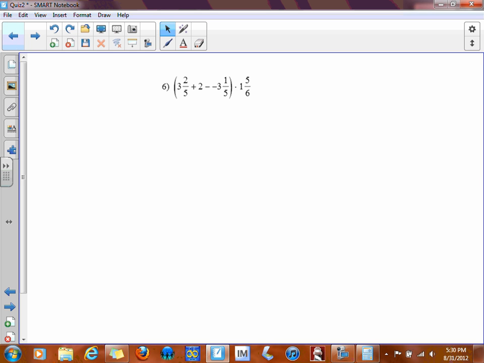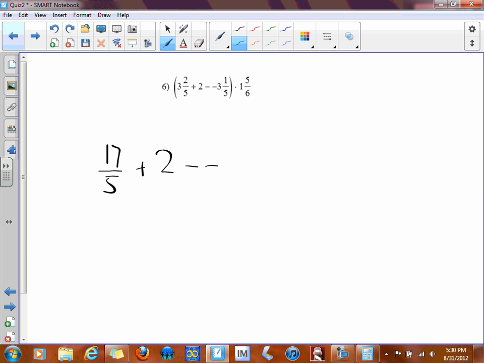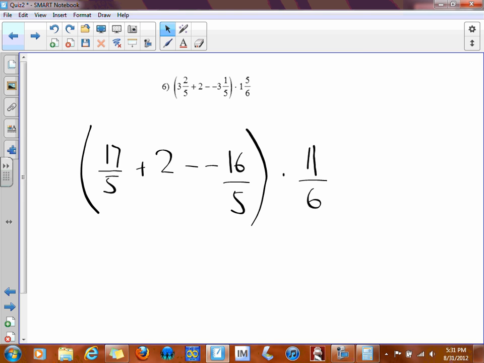Here we go. The first thing you got to do is change these mixed numbers into improper fractions. So I want to do it right now. 5 times 3 is 15, plus 2 is 17. And there's a 5 underneath. That's 17/5 plus 2. Then I got this minus a minus. That makes me a sad panda. 5 times 3 is 15, plus 1 is 16. And that's over 5. And then this is all in parentheses. And that's times this. 6 times 1 plus 5 is 11. And that's over 6. Okay, now let's clean it up.